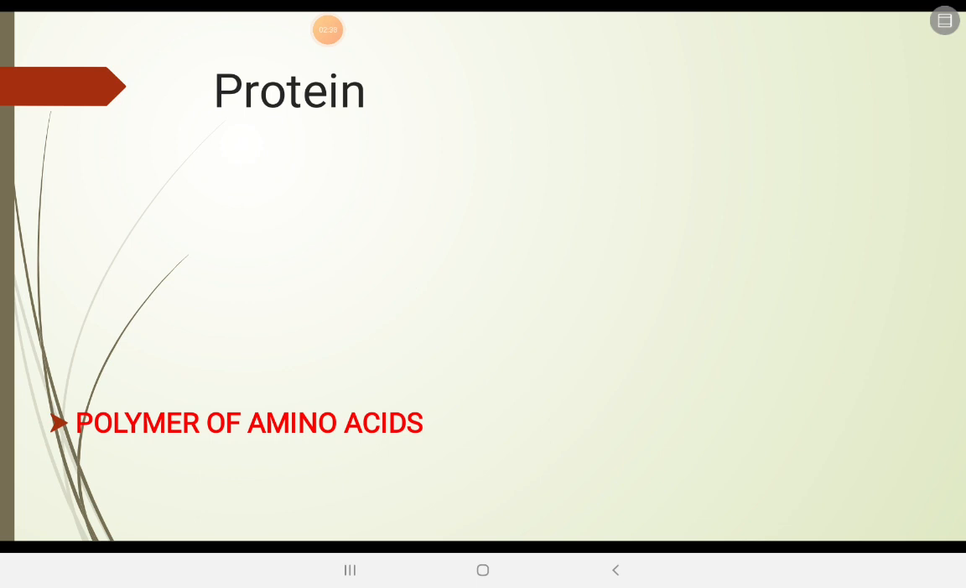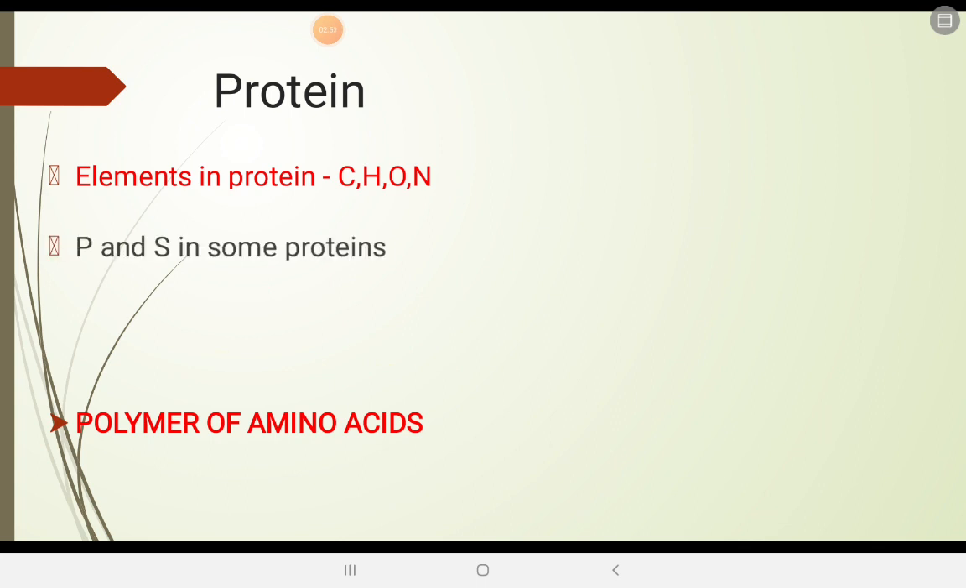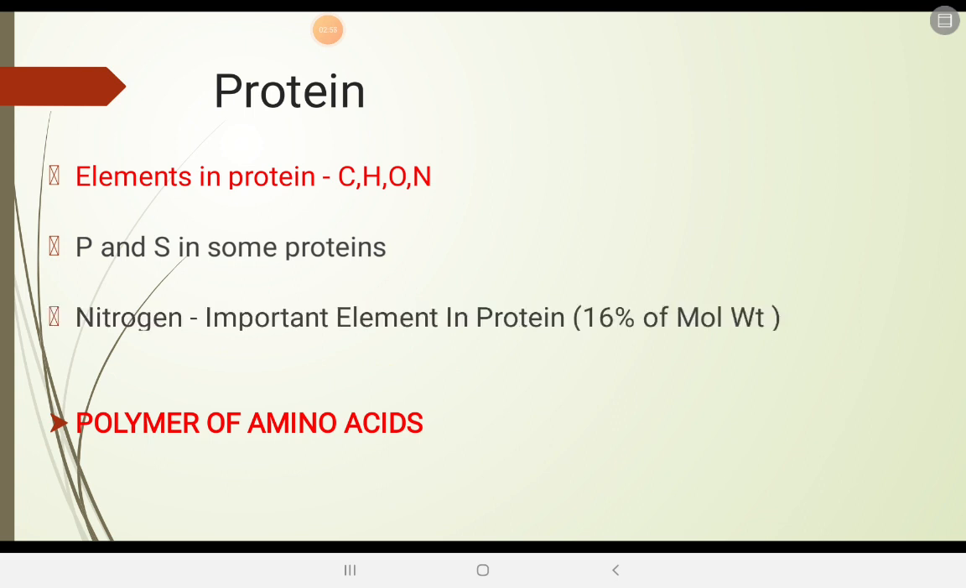The protein is actually a polymer of amino acids. Elements in protein, as we discussed earlier: proteins are composed of carbon, oxygen, hydrogen, and nitrogen, and small amounts of other elements, notably sulfur. Therefore, proteins are an important source of body nitrogen. Phosphorus and sulfur are other elements in some proteins. Nitrogen is an important element in protein. 16% of the molecular weight of protein is nitrogen. It's a very, very important point.